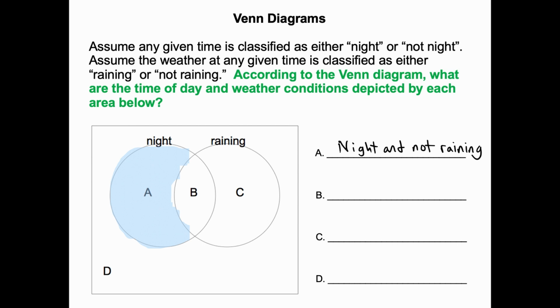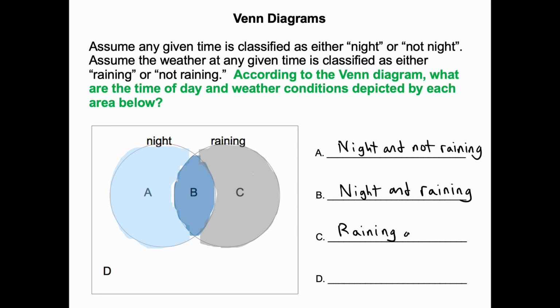If we're in region A, we're inside the night bubble, but outside the rain bubble. So it's night and not raining. If we're in region B, it is night and raining. In region C, it is raining, but not night. And in region D, it is not raining and not night.